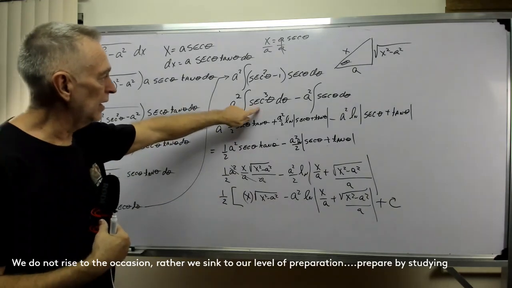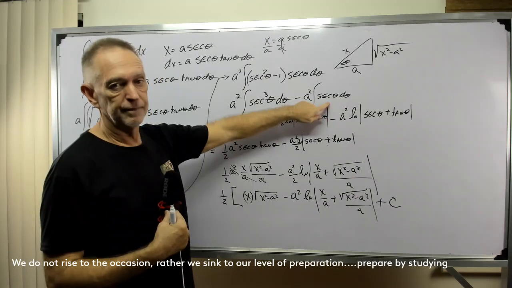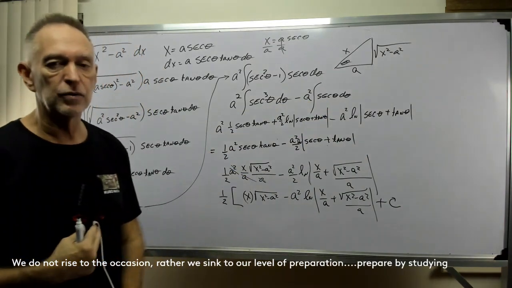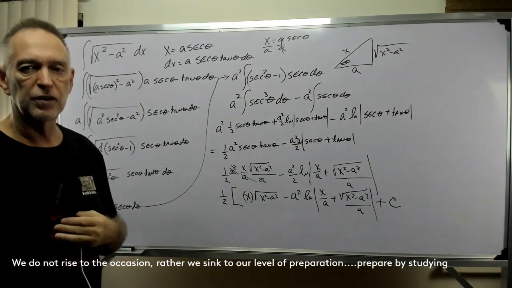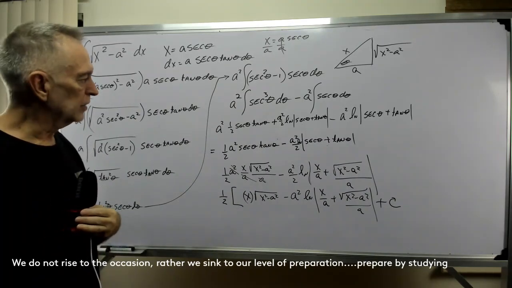Again, the key here was knowing secant cubed and secant theta. So go back and look at those, and just message me if we need to go through that one again, because we certainly can.